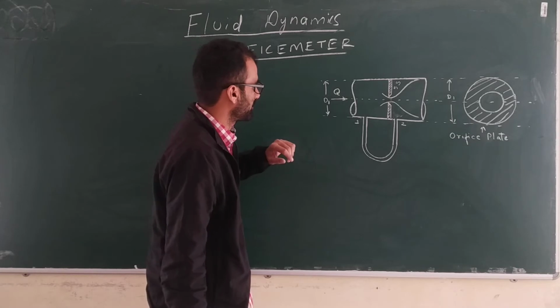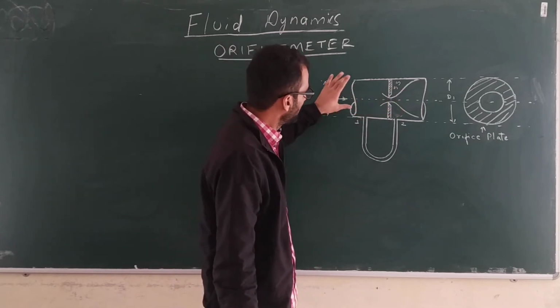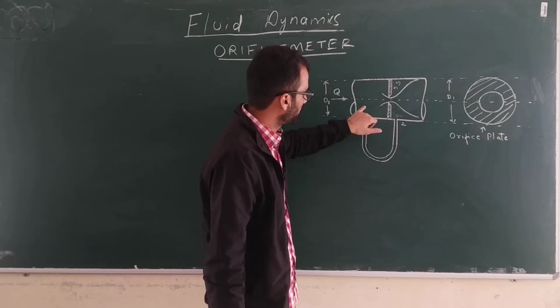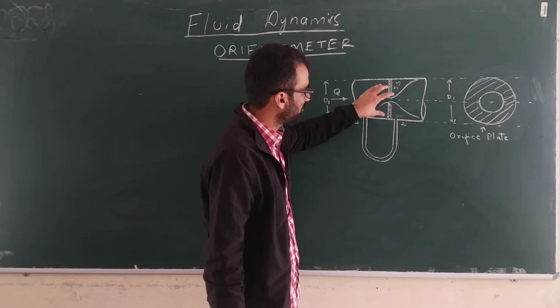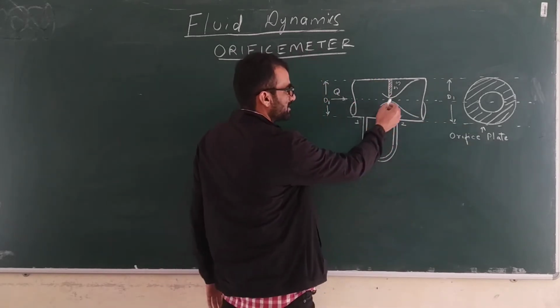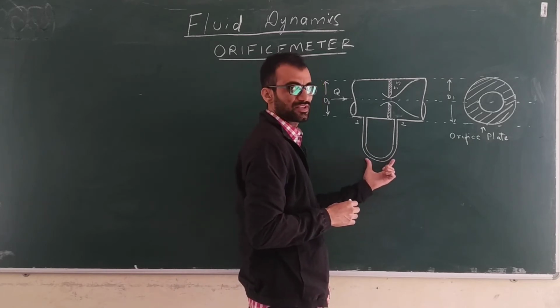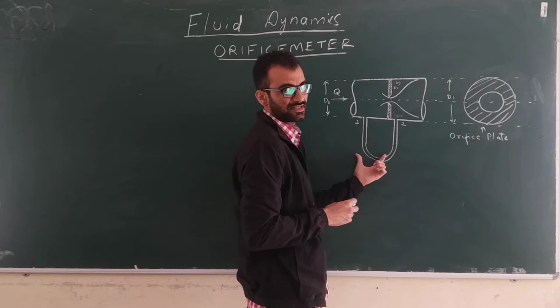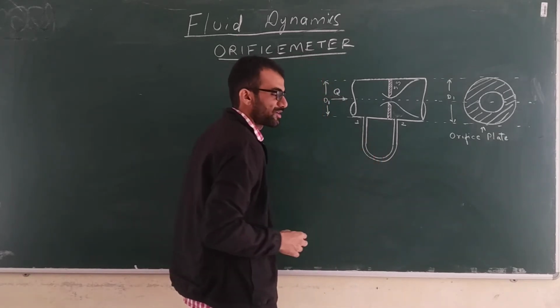What should happen when the flow takes place through this orifice meter? The pressure should drop. So we are creating a pressure drop by installing an orifice plate. Once we measure the pressure drop using this differential manometer, we can get the equation for discharge like we did last time. So we will do the same thing today just by applying Bernoulli's principle.